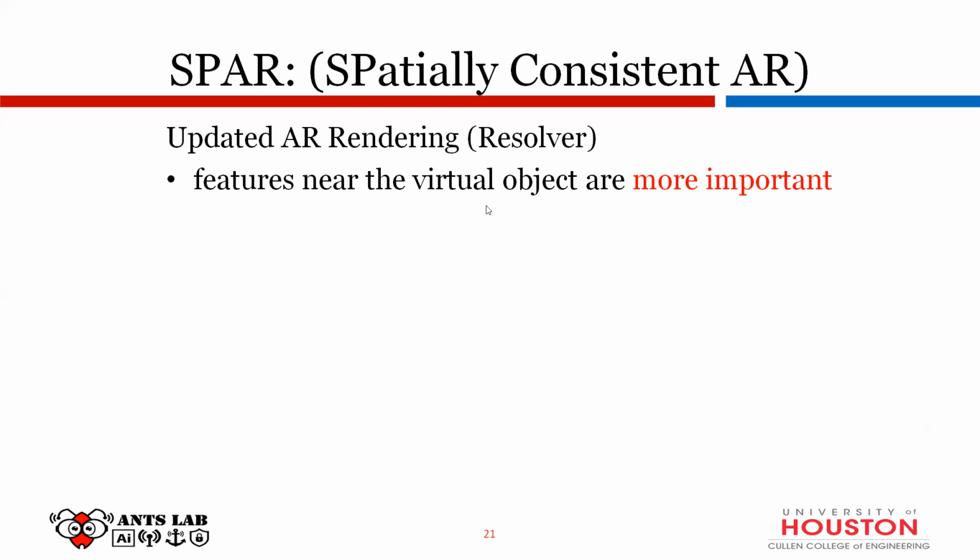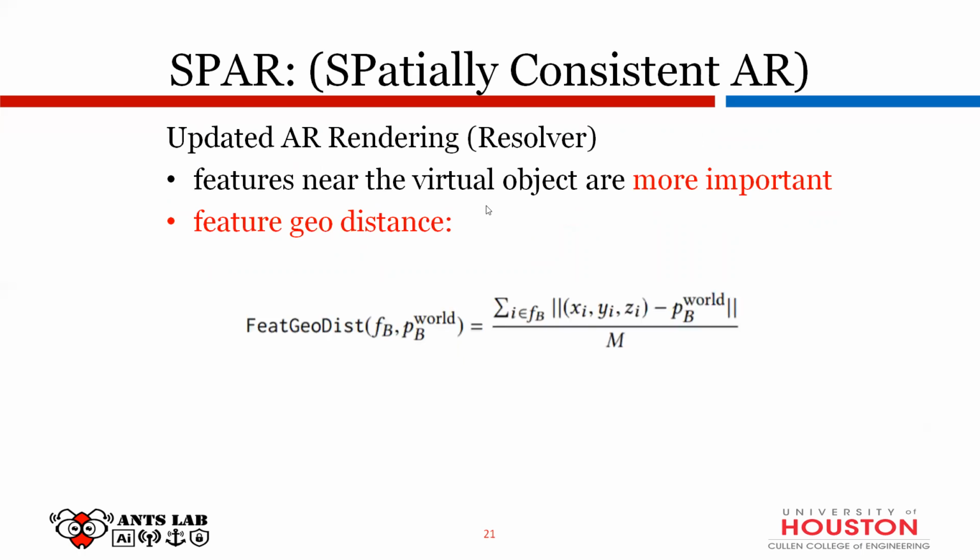So how do they do that? They use the feature geodistance, which is shown here. There are many points x_i, y_i, z_i, minus the position, the correlation coordinates of the PB world.